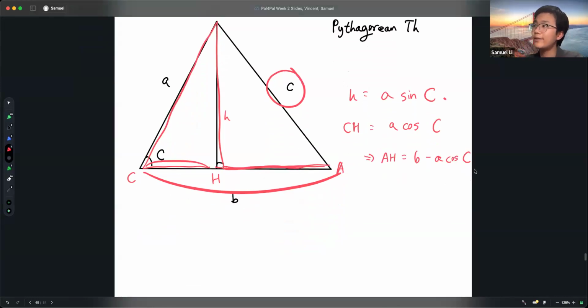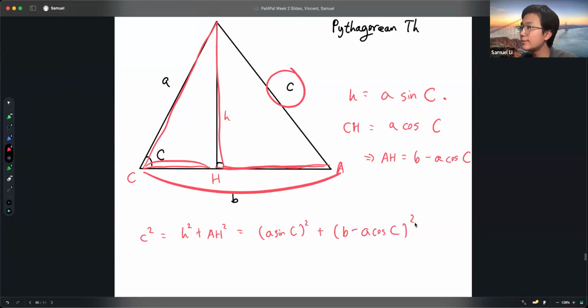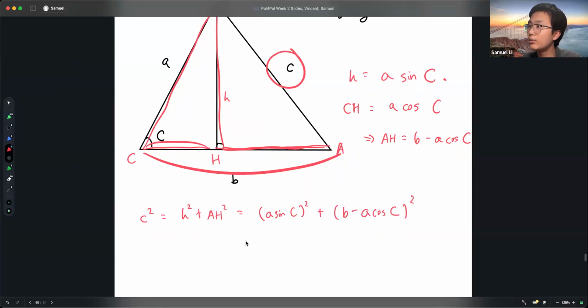Okay, so now we can use the Pythagorean theorem. So we know that C squared is equal to H squared plus AH squared, which is equal to, by plugging in these values, A sine C squared plus B minus A cosine C squared. Okay, so let's expand this. Plus B squared minus 2AB cosine C plus A squared cosine squared C.